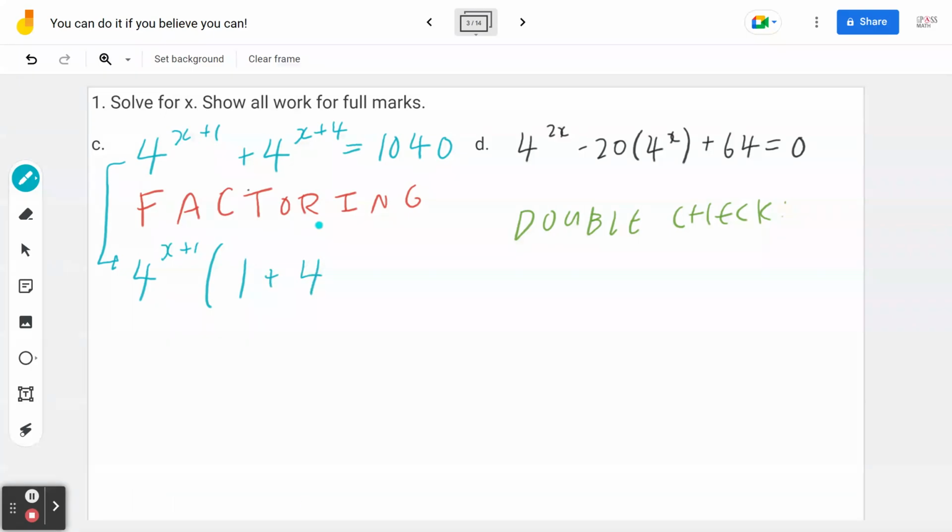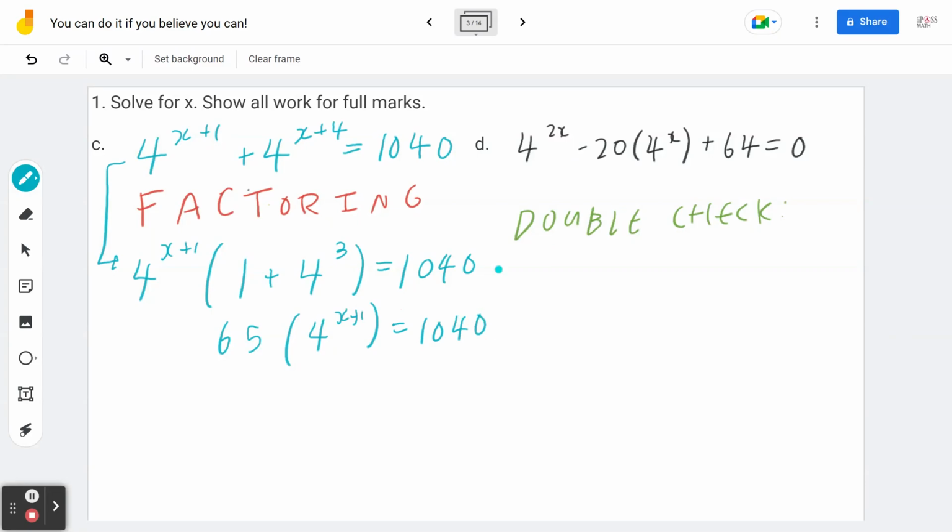Likewise, if you think about 4 to the power of x plus 1 times 4 to the power of something, that will give you 4 to the power of x plus 4 back. When you multiply the same base, add the exponents: x plus 1 plus 3 will give you x plus 4 back. So again, this equals 1040. You can grab a calculator or you can do mental math. 1 plus 4 cubed is 1 plus 64. So you can write down 65 at the front, just like that.